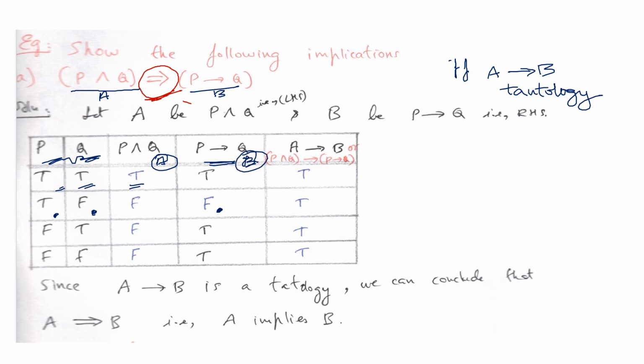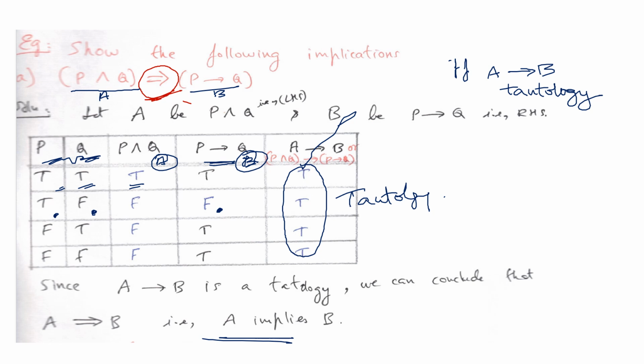Now you check A conditional B. So for A conditional B, first one is true, second one is false. Do we have any such things? Nowhere is it matching. If first one is true, second one is false, then it is false. So here we don't have any such conditions. So this entire thing is true. That means it is a tautology. So if A conditional B is a tautology, then we can conclude that A implies B.